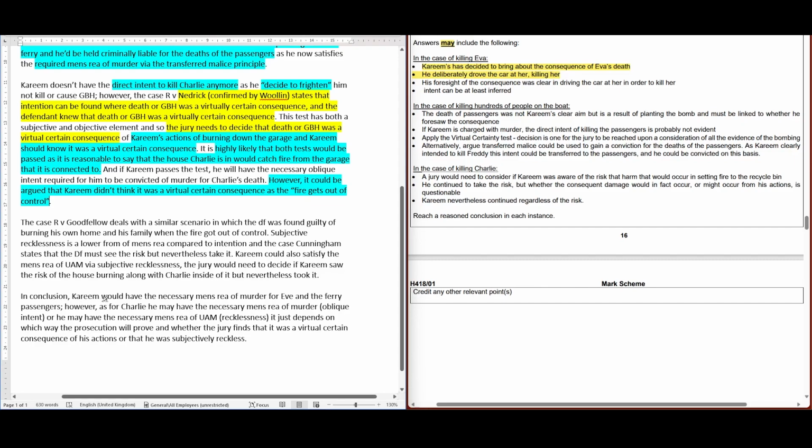In conclusion, Kareem would have the necessary mens rea of murder for Eve and the ferry passengers. However, as for Charlie, he may have the necessary mens rea of murder, oblique intent, or he may have the necessary mens rea of unlawful act manslaughter through recklessness. It just depends on which way the prosecution will prove and whether the jury finds that it was a virtual certain consequence of his actions or that he was subjectively reckless.